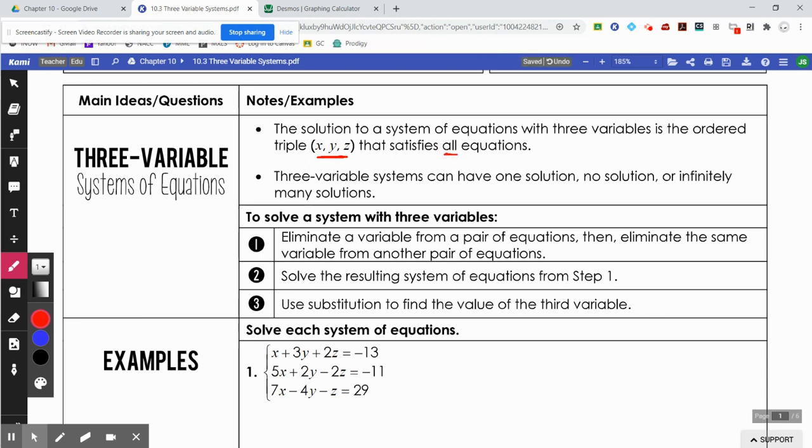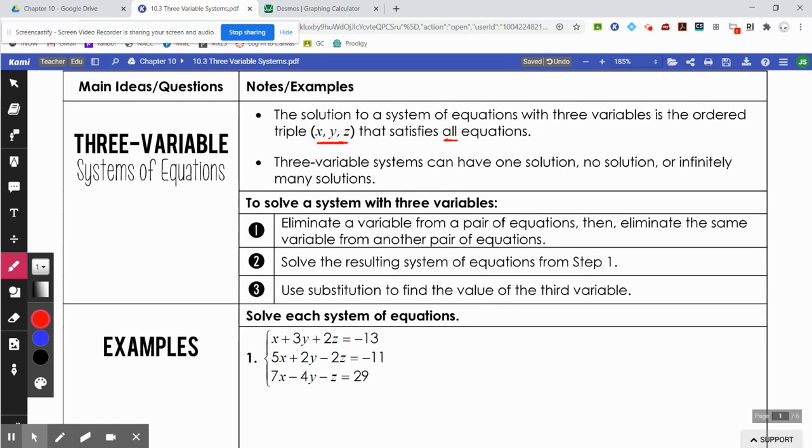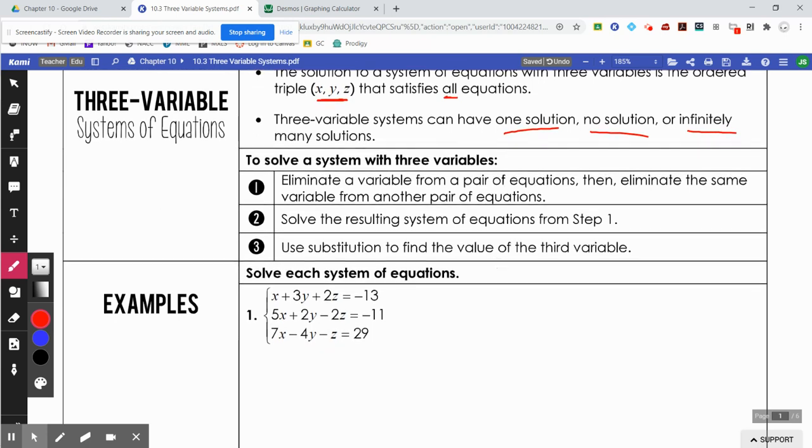You should be able to plug all three of those back in, and it should make all three equations a true statement. Three variable systems can have one solution, no solutions, or infinitely many solutions just like before. Here's how we solve it.